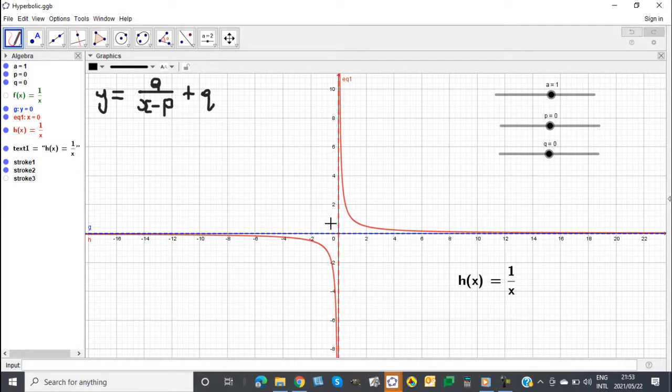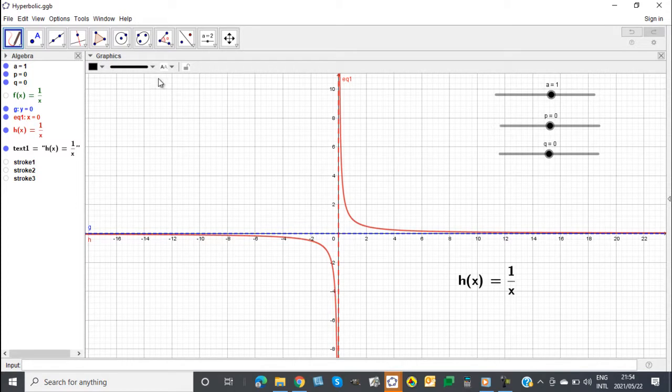Okay, so I'm gonna do away with that so that I don't have too many things on my screen. So currently, let's first investigate the effect of A here. So currently my graph looks like this. It's just 1 over x, meaning the P is 0 and the Q is also 0, as you can see from my sliders there. Right, so currently my A is positive.